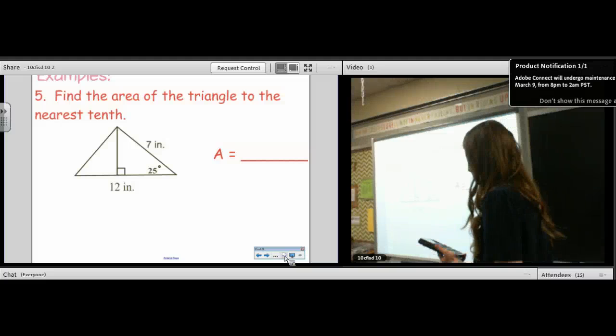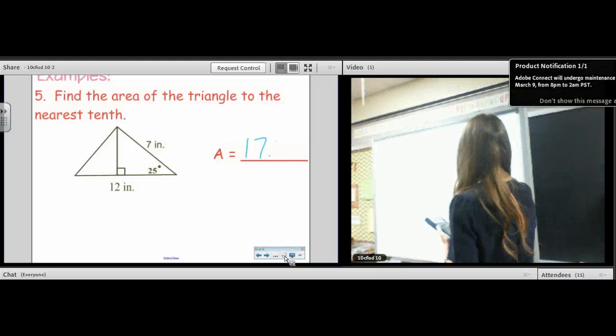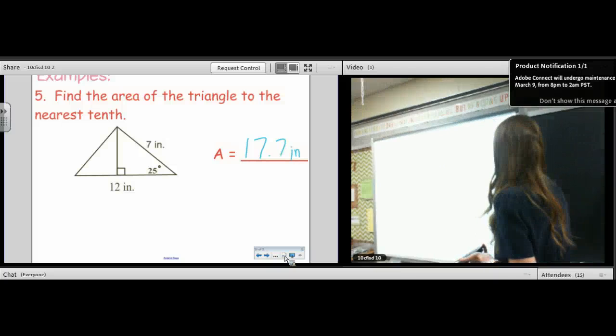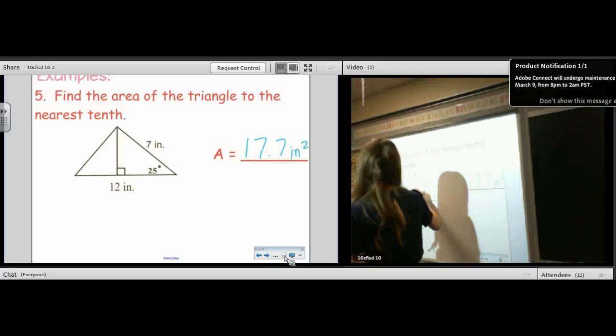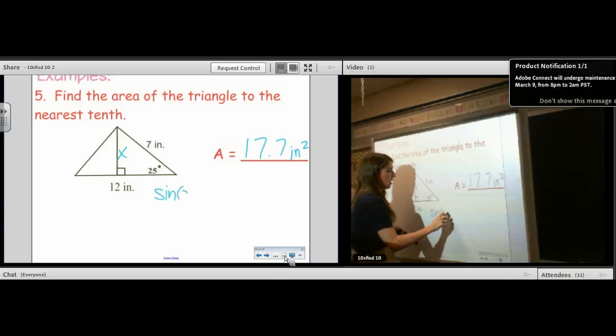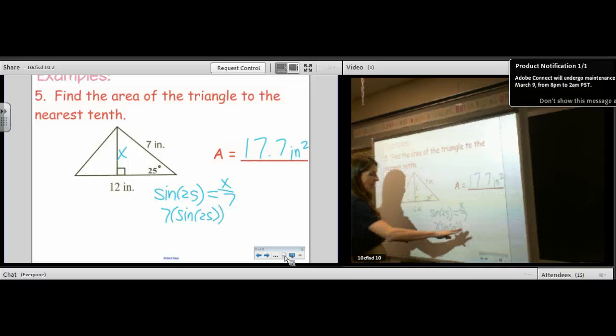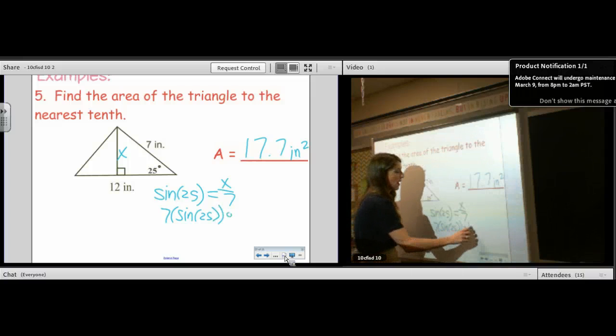All right, so the area is 17.7 square inches. How did we get that? First, we had to find the height. To find the height, we did sine of 25 equals opposite over hypotenuse. 7 times sine 25. That's the height. 12 is the base, and then you divide it by 2.